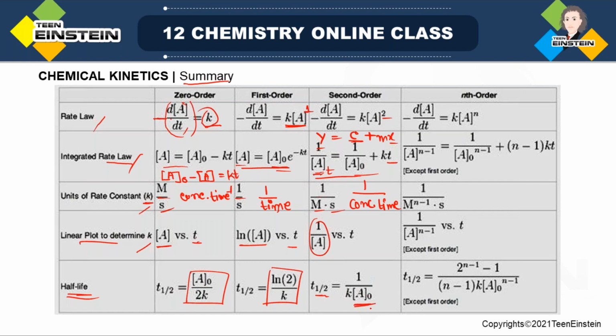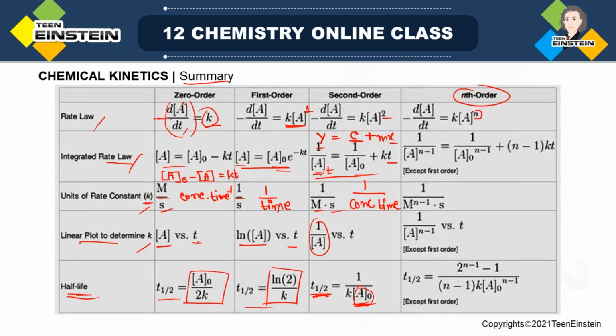Here also it is dependent on the concentration of A naught, and here the relationship is inverse. That is, when you increase the initial concentration, T half will decrease. But in case of zero order reaction, it is directly proportional, and in case of first order, it is not proportional at all. Now, what about nth order?